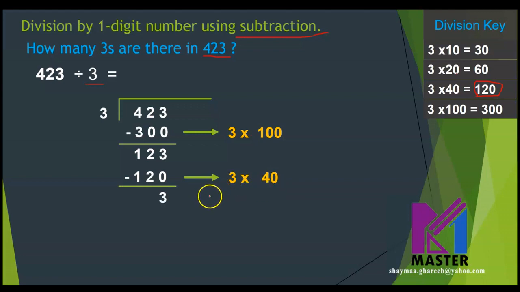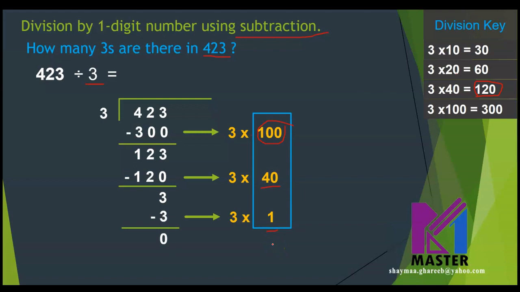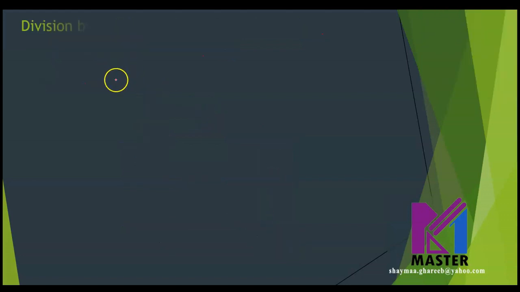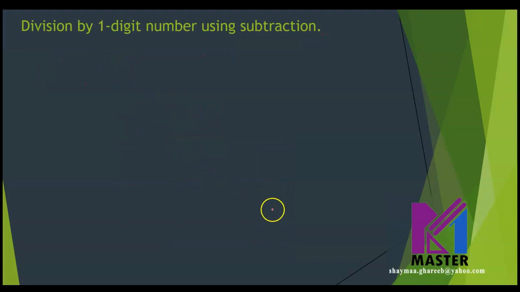Now, how many threes are left? Only one 3. So I will take this 3, which is 3 times 1. So now how many threes did I find in the 423? First, I found 100, then I found 40, then I found 1. So in total, I found 141 threes, which is my answer. Is this clear? Now let's see one more example.